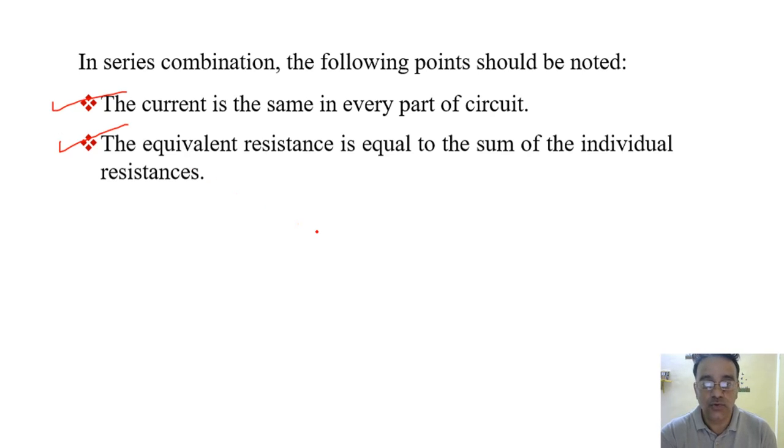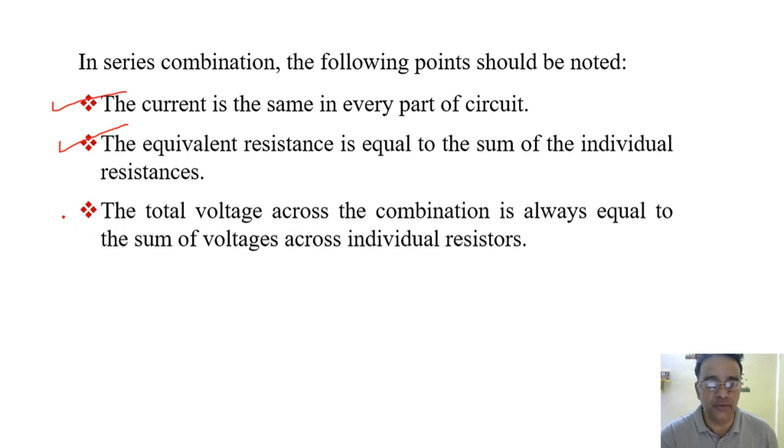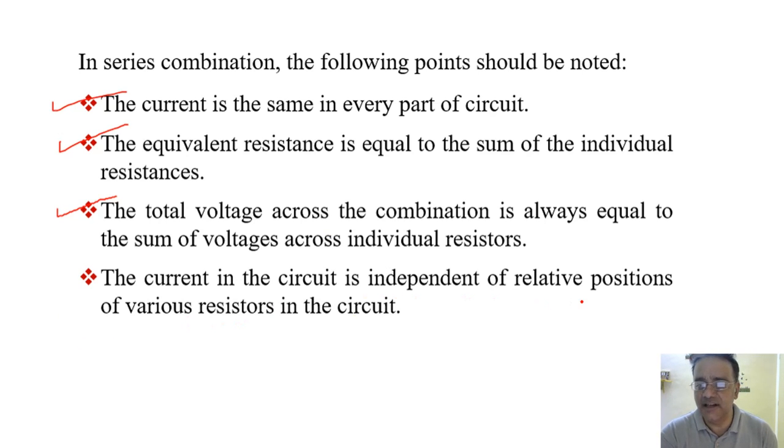The total voltage across the combination is always equal to the sum of the voltages across individual resistances. Just now we have seen V1, V2, V3 were the voltages across R1, R2, R3. So V is equal to V1 plus V2 plus V3. That is the third point you have to keep in mind. And the last one is that the current in the circuit is independent of the relative position of all the resistors. Suppose I change R1, R2, R3 and connect them in a different order, then also the current will be the same. The current in the circuit is independent of the relative position of the various resistances in the circuit.